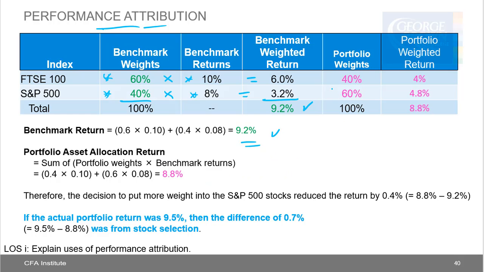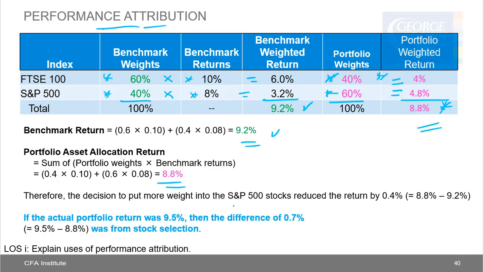Now, moving on to the portfolio, you can see the portfolio is underweighted in the FTSE 100. It has a 40% weighting in the FTSE 100. So 0.4 times 0.1 equals 4% of the return coming from the allocation decision. And it was overweighted in the S&P 500. You can see here was 60-40, here is 40-60. 40 plus 60 equals 100. So 60% times the 8%, 0.6 times 0.08 equals 4.8%. Add the two together, and you can see the portfolio weighted return was 8.8%, okay?